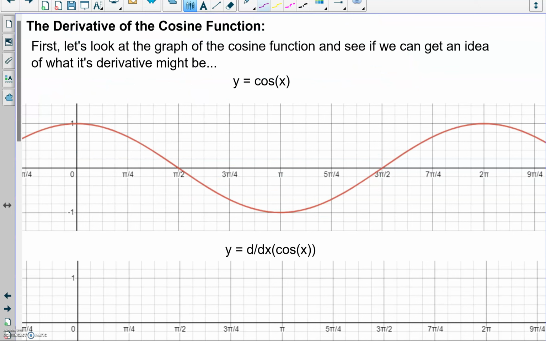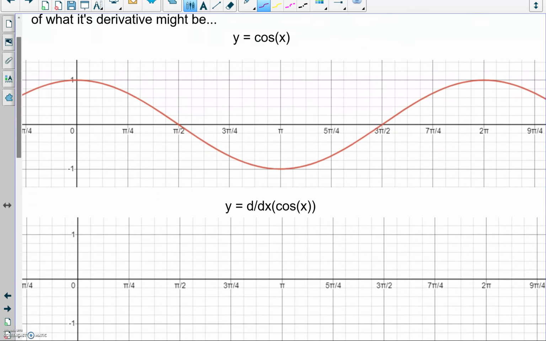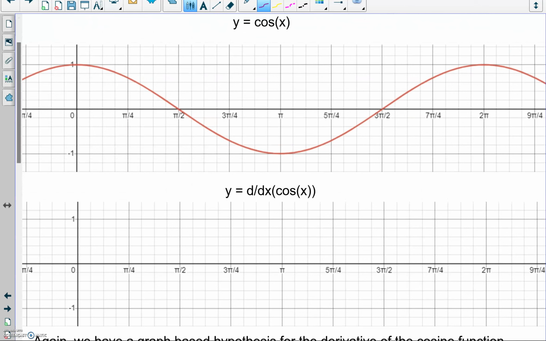All right, so let's move over here then to the cosine and look at that. So first thing again, I'm going to look at the graph and see if we can get an idea of what its derivative might be. I have the cosine of x graph here, and again, I'm going to look for horizontal tangent lines. So there's one at 0, one at pi, one at 2 pi. So I'm going to have a 0 here, here, and here.